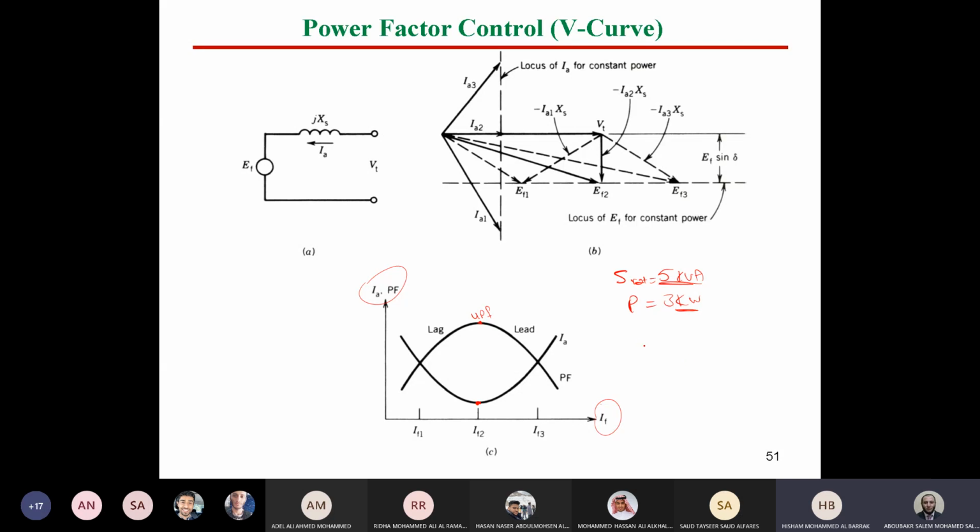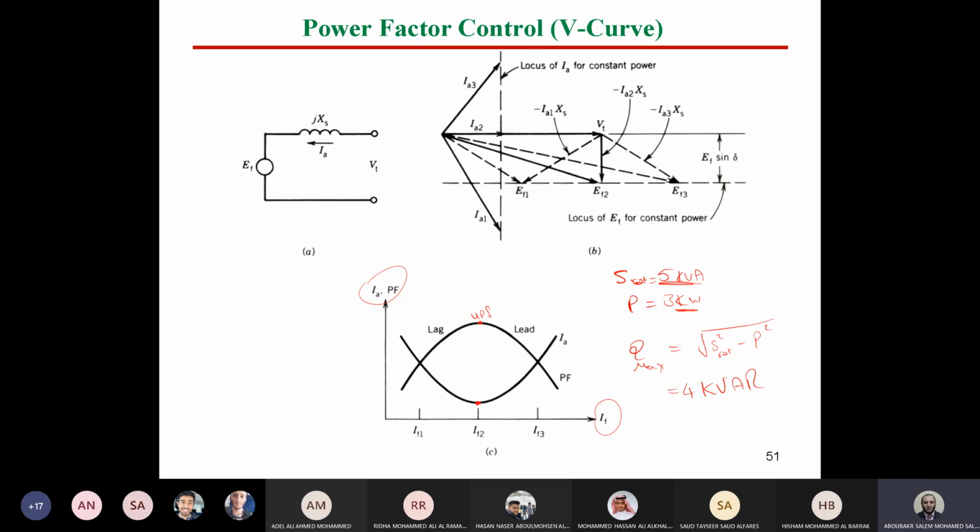4 kVAR. Exactly. So we can say the maximum reactive power without overloading will be the square root of S rated squared minus the loading condition power squared, right? Correct? Which will be here 4 kVAR. 4 kVAR. Okay guys? Okay.